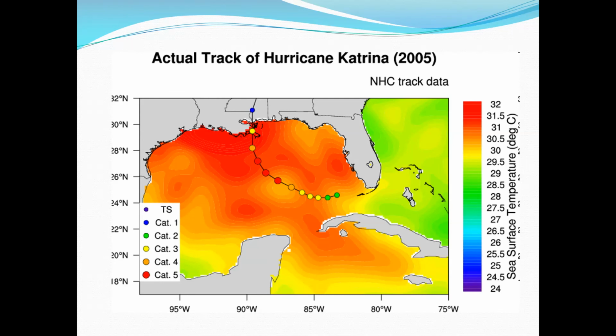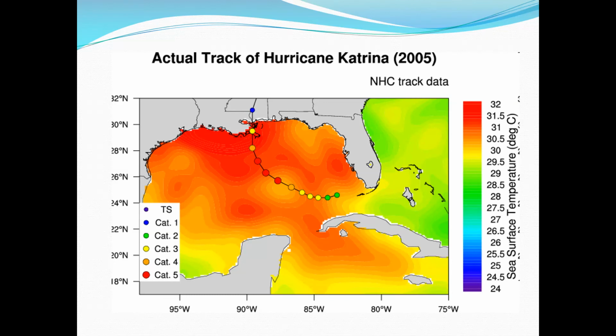Well, in the case of Katrina, it underwent a process called rapid intensification right around here, where it quickly jumped from a weak Category 3 hurricane to an intense Category 5 hurricane. And Category 5 represents the strongest hurricane possible. And so this hurricane exploded in intensity.